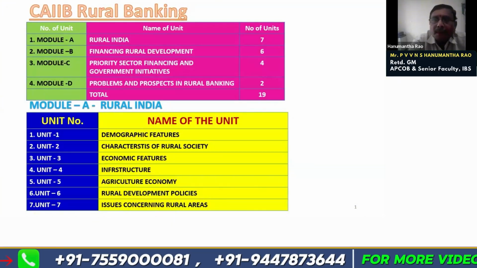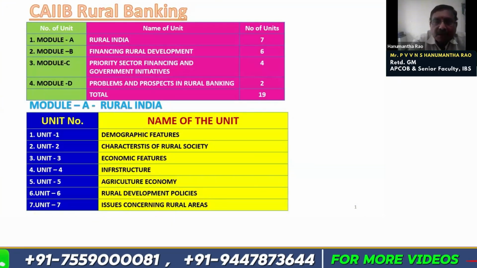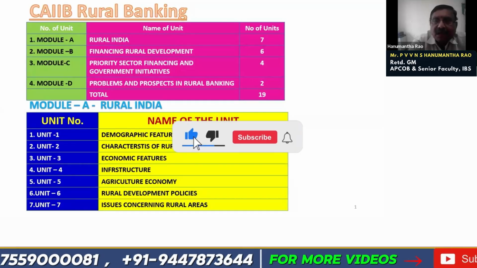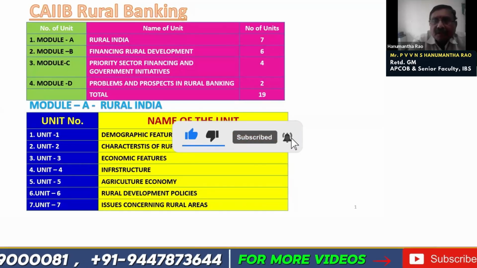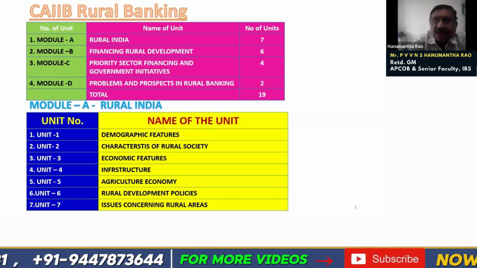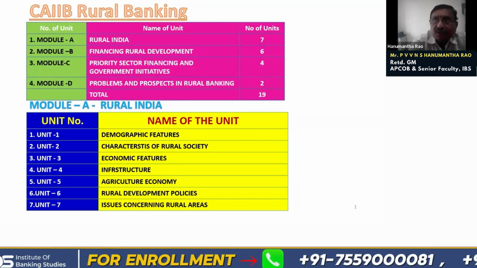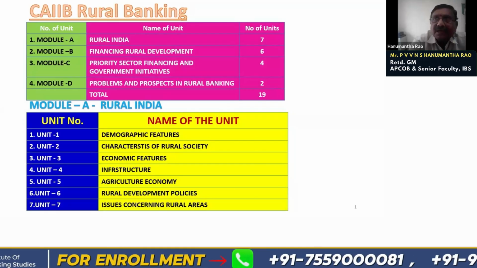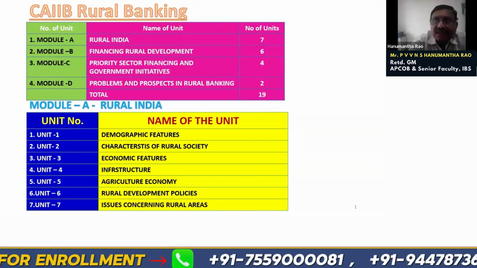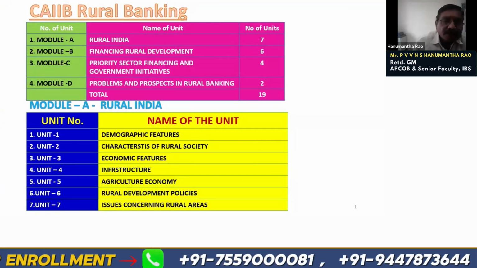So for this paper, the classes were arranged only on holidays. So if today's class is over, again we are having class on 10th and 11th. 10th is Saturday, second Saturday, and 11th is Sunday.